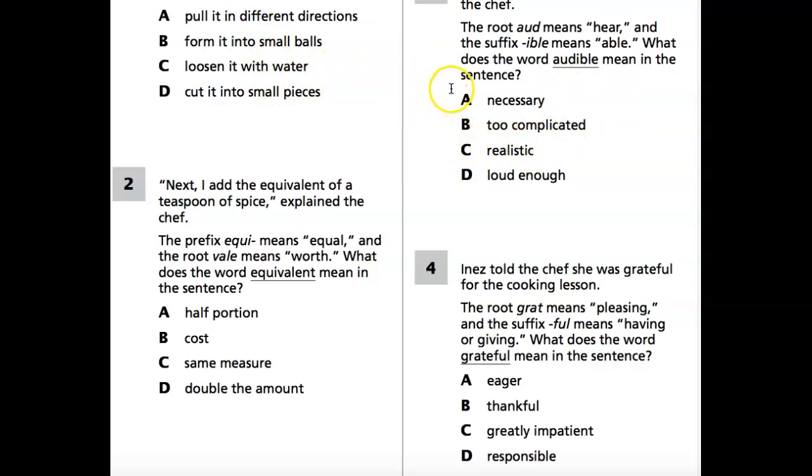The root aud means hear, and the suffix able means able. What does the word audible mean in the sentence? Well, if you put these together, it means able to hear. Okay, so let's see what our choices are. A, necessary. B, too complicated. C, realistic. D, loud enough. Okay, I'll let you mark which one you think it is.